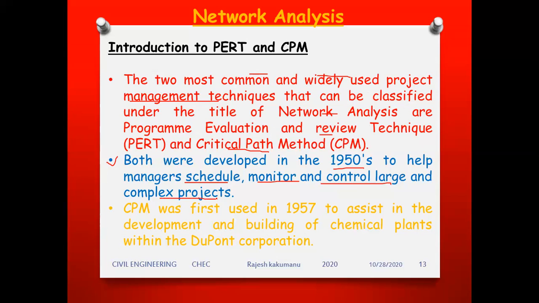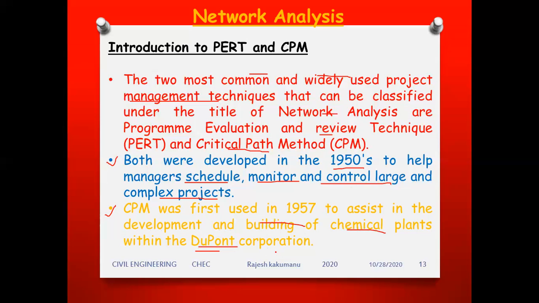So in order to solve a complex project that takes 8 months or 10 months at a stretch, here they will do the process in only 1 month. Understood or not? Next, third point, CPM, critical path method, was first used in 1957 to assist the building of chemical plants within DuPont. DuPont is a very big industrial plant corporation abroad, like Reliance Industries in India, where the critical path method was introduced in 1957, right?